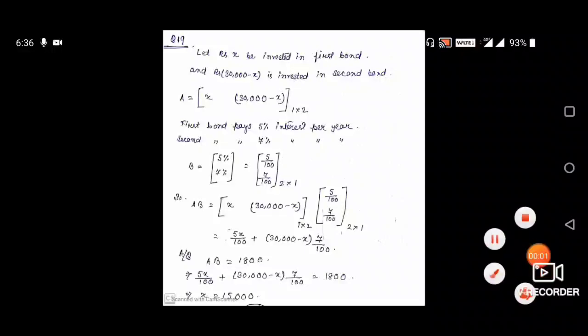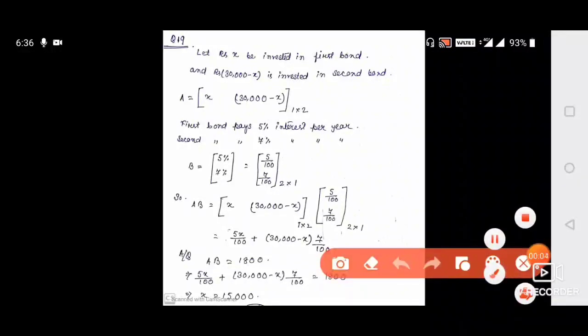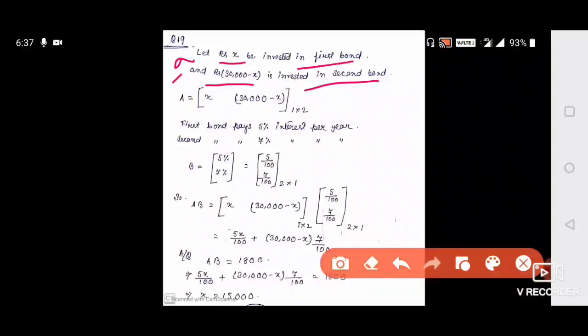So here is the solution of question number 19A. Let x be invested in the first bond. As we don't know how 30,000 rupees is divided among the two bonds, rupees 30,000 minus x is invested in the second bond. So from this x and 30,000 minus x, the total amount is rupees 30,000, which is invested in both the bonds.